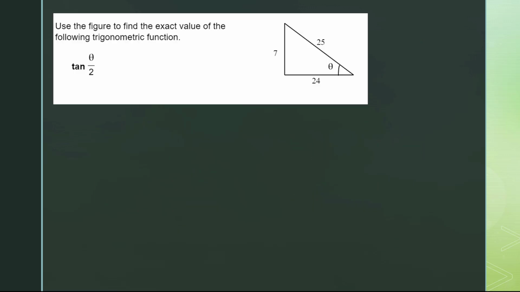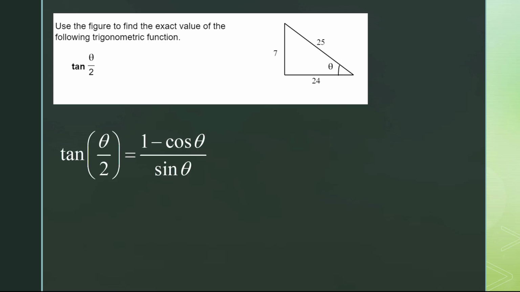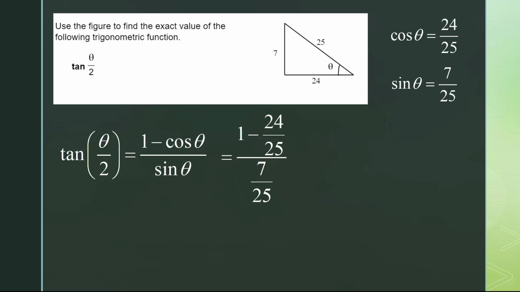Now let's do it again using the second formula. And this time we need to know something about cosine theta, which we already know, and sine theta, which we know as well. Okay, sine theta is going to be the opposite over hypotenuse, so 7 over 25. All right, we'll plug those values in, and we still get a complex fraction. We just don't have the radical this time.